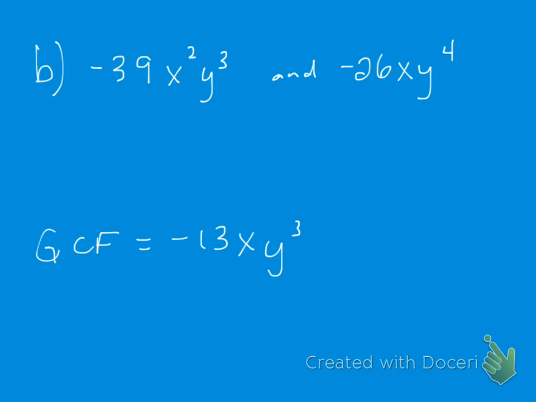I want to give you one more example that's not on your sheet. Let's say we have negative 24 x squared y to the third and 12 x y to the fifth.